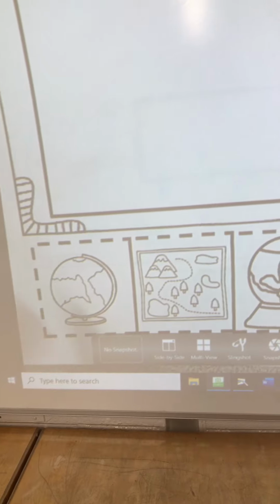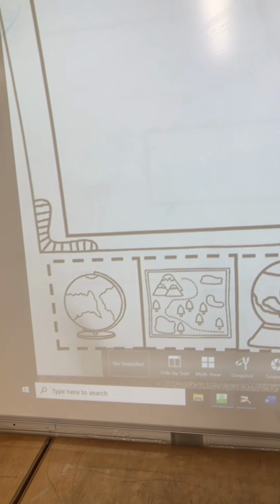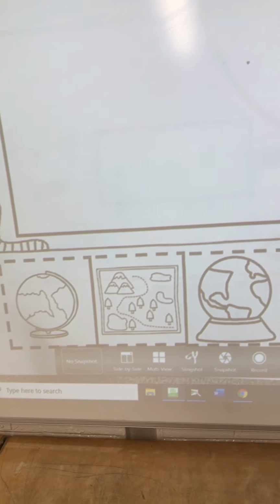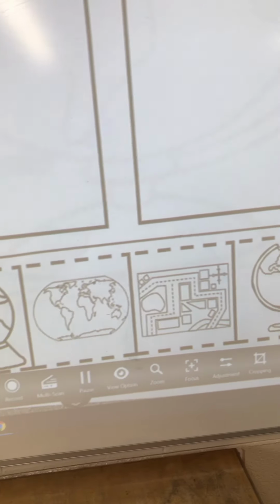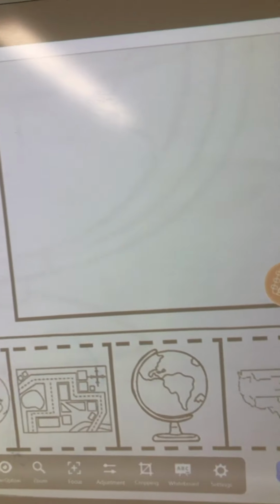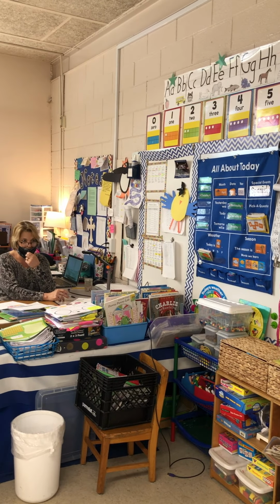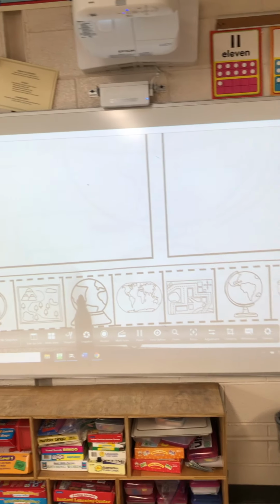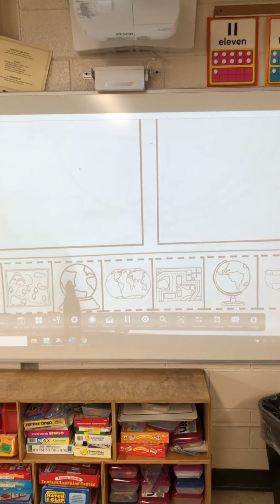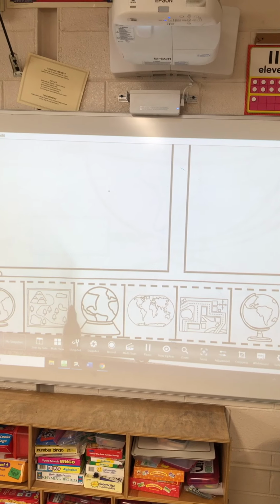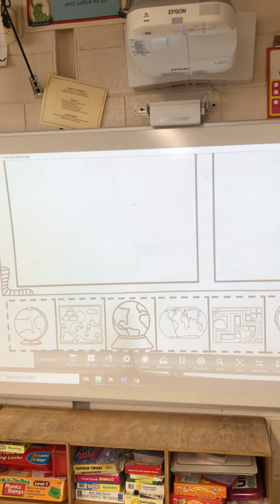So this first one, do you think that would be a representation of a globe or a map, Annabelle? Globe? Yes, that would be a globe. How about this one? Map. Why is it a map? Because it's square and it's flat. Okay, how about this one? Globe. Why? Because it has every single thing. Right, it looks like a big circle. What was that big word you used, sphere?